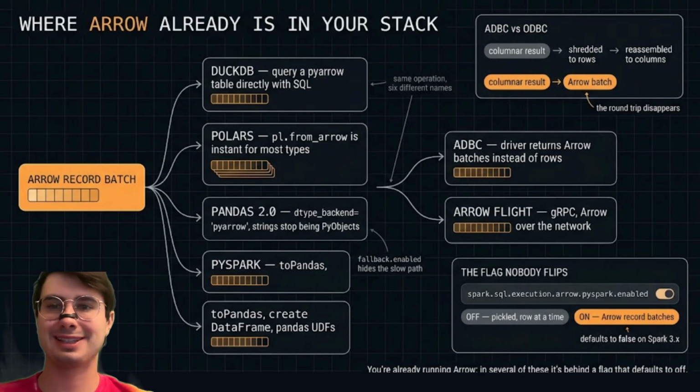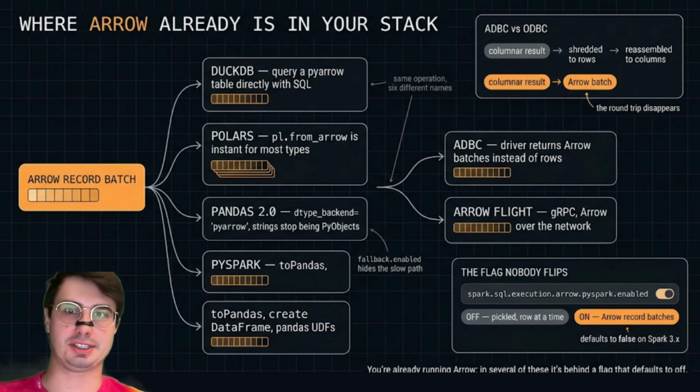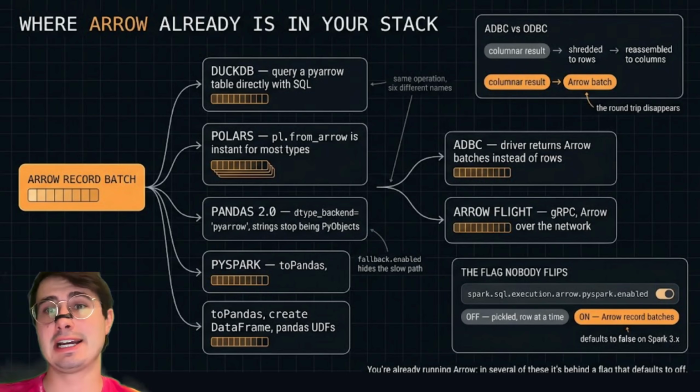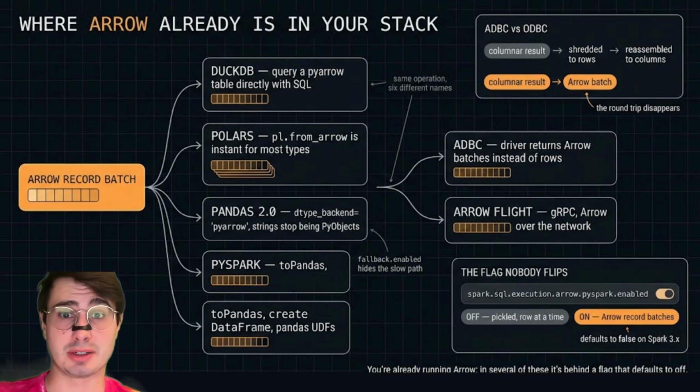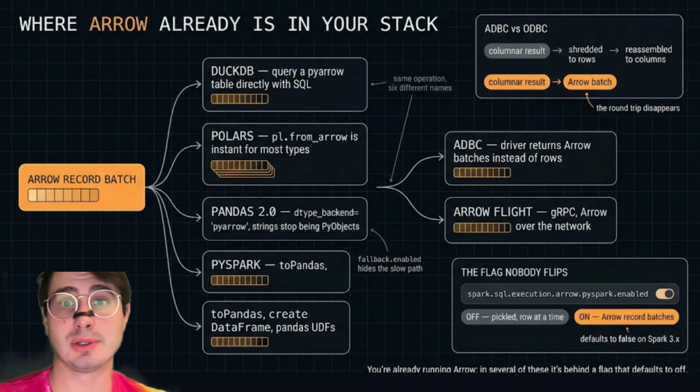So now where are you actually likely to run into Arrow within your stack, right? DuckDB runs a vectorized execution engine internally and speaks Arrow at its boundaries. You can hand DuckDB a PyArrow table and query it with SQL without loading it into DuckDB first. It'll actually read your memory where it sits. Polars is built on a columnar layout that's memory compatible with Arrow, which is why pl.from_arrow is instant for most types.